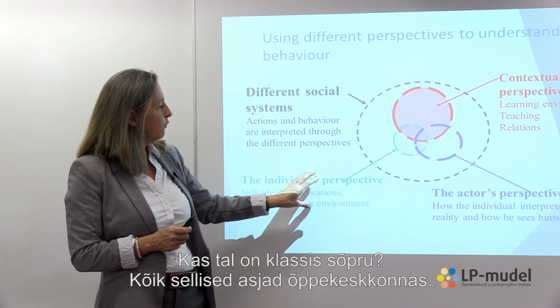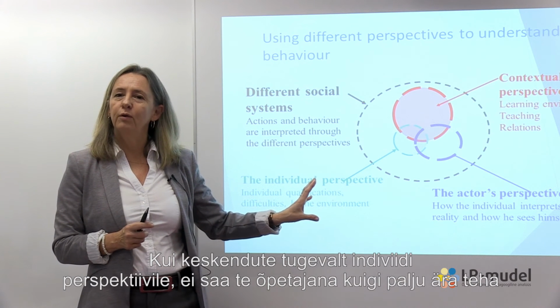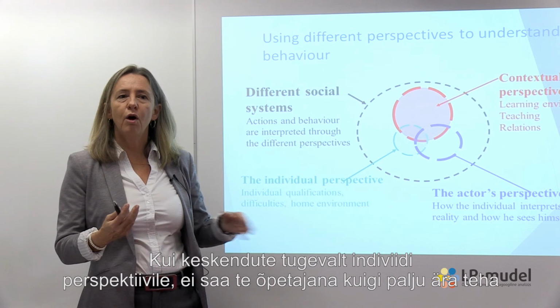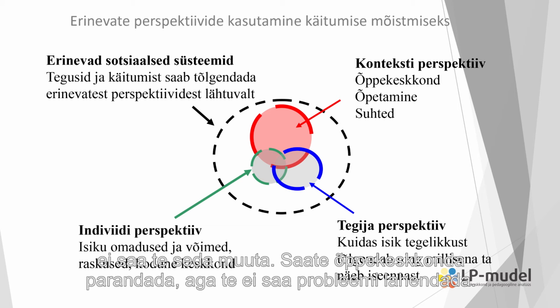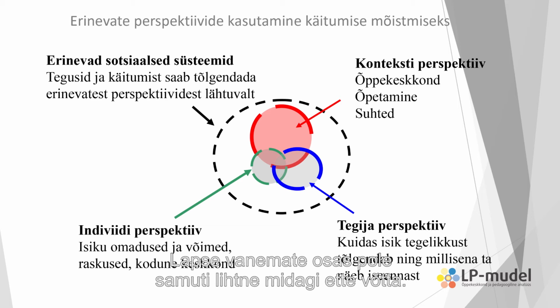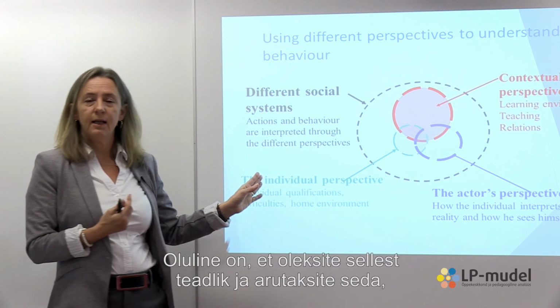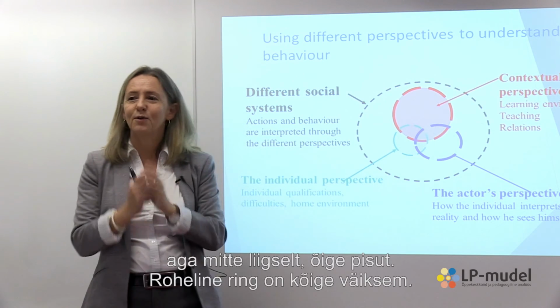If you have a lot of focus on the individual perspective, there is really not so much you can do as a teacher, because you can't change a child's, for example, if a child has a diagnosis, you can't change it. You can make things better in the learning environment, but you can't fix it. It's not so easy to do something about the child's parents, you know. So, but it's important that you know about this and that you discuss it, but not so much, just a little bit. This green circle is the smallest.